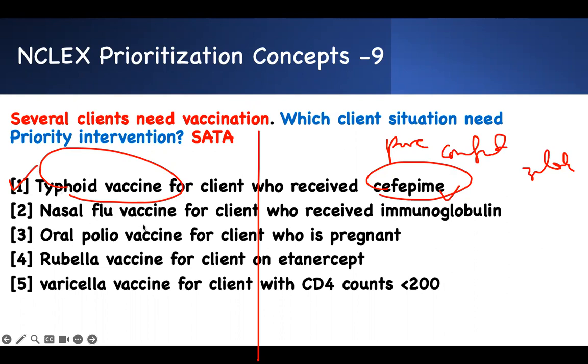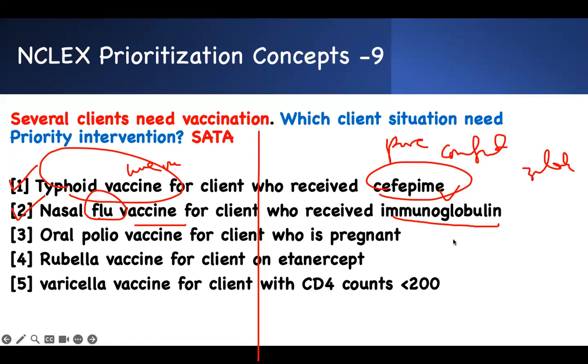Okay. Nasal flu vaccine for a client who receives what? Immunoglobulin. When you receive immunoglobulin, you are immunocompromised. Okay. You cannot get a nasal vaccine. This is what? A live vaccine. This is also a live vaccine. You can't get a live vaccine when you get cefepime. This is also a live vaccine. Nasal flu, you can get it. So if you do that, the patient is going to get sick because they are immunocompromised.